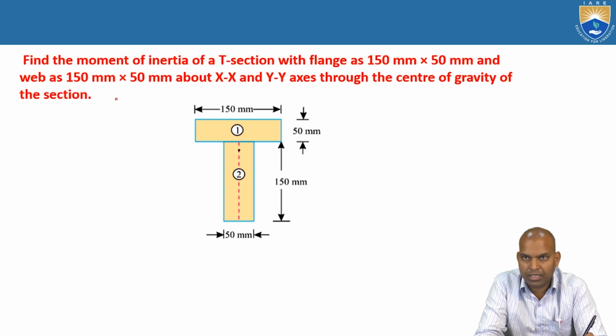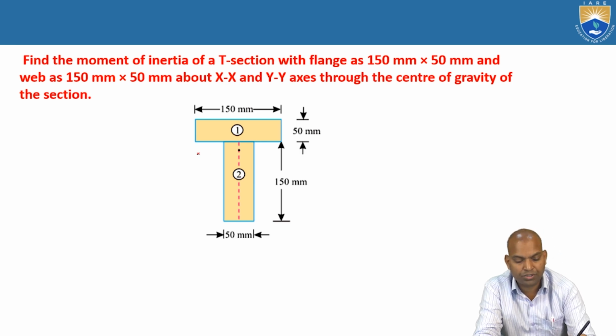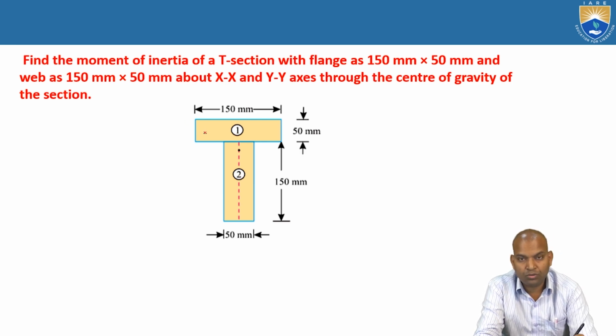Find the moment of inertia of the T section. The T section is a composite section here. Two rectangles are joined, placed in a T shape. That's why it is a T section. There are two parts, two rectangles, section 1 and section 2. Section 1 is known as the flange, the top flange. Section 2 is known as the web. One top flange and a web, okay? This is a T section.